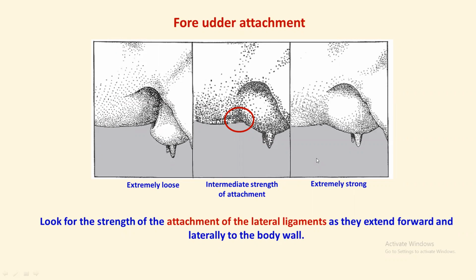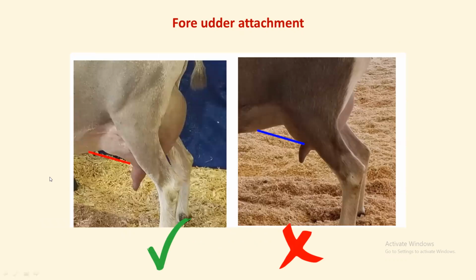You have to see from the side; the angle should be lesser. If not the extremely strong, you can go for the intermediate one, not the one which is forming a steep angle. So this is the same udder attachment, from the side. See the first one, you can draw a line in the attachment area. There is no steep angle. But in the next animal, when you draw a line, it forms a clear angle, the angle between the body wall and the udder floor. This is not at all recommended.